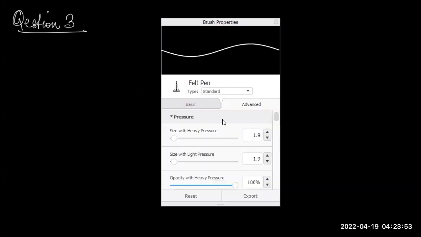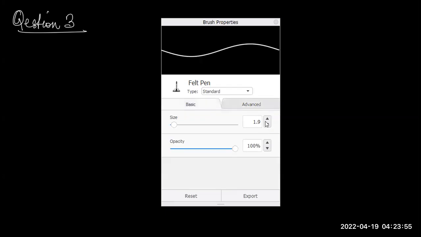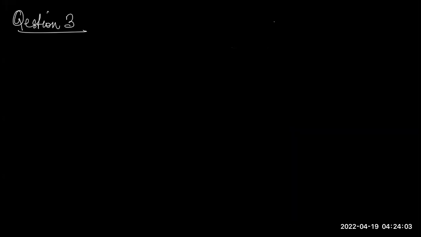Permit me to increase the thickness of the pen, to make it 2.5. Okay, question 3. I think this thickness is better.